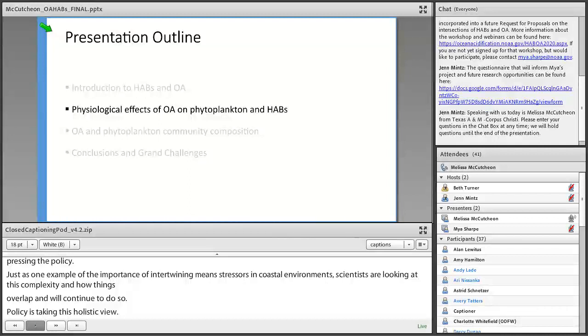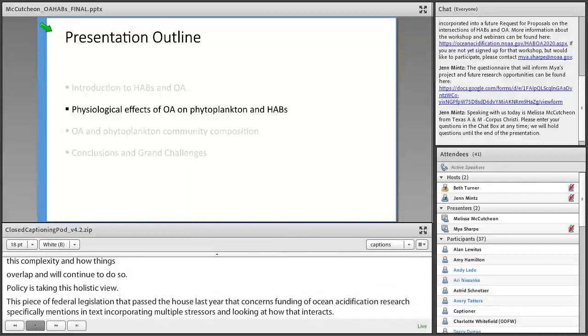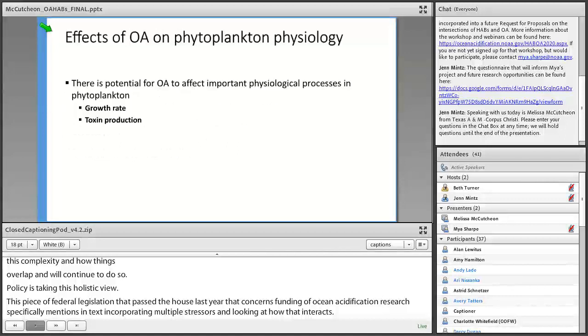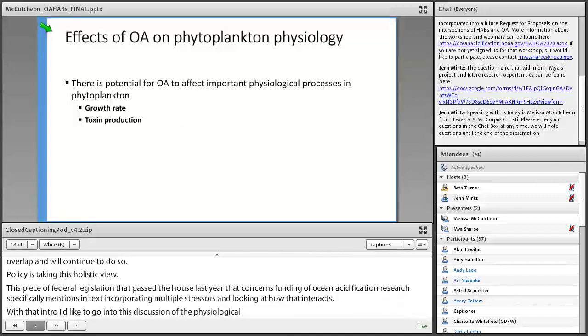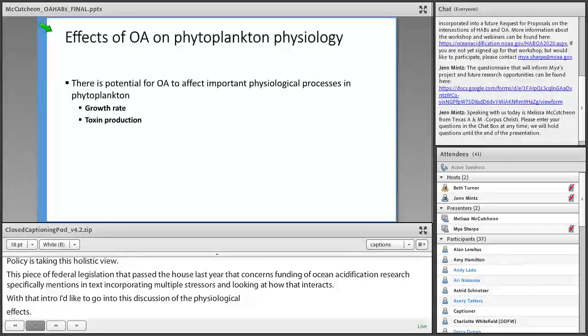So with that intro, I'd like to go ahead and get into this discussion of the physiological effects. And so two different main physiological effects to phytoplankton that I want to discuss are how ocean acidification may change growth rate and how it may change toxin production. Now, both of these are going to be important to the overall effect of the harmful algal bloom in the environment.